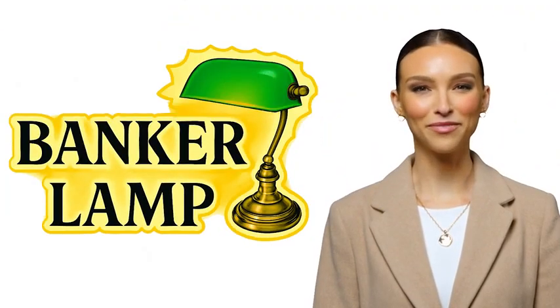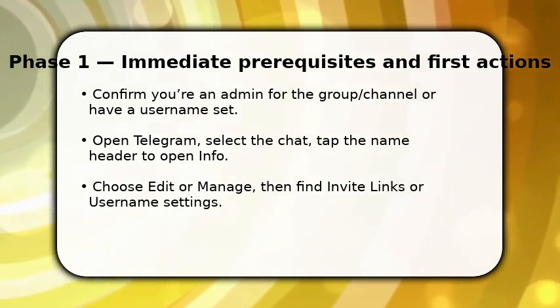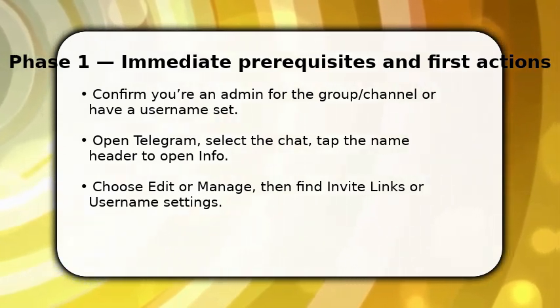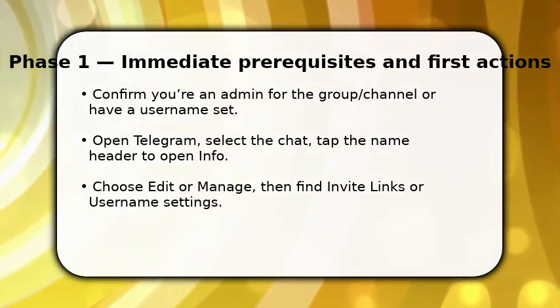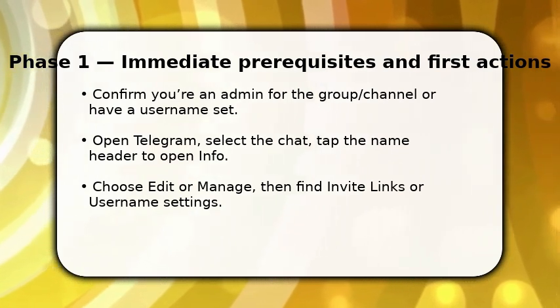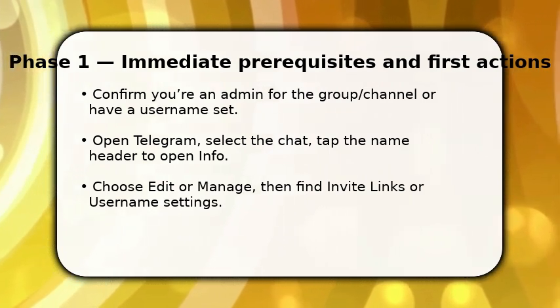Please enjoy the video. You need admin rights or a public username. Once confirmed, open Telegram and navigate straight to the chat header. Tap the name to open info, then choose Edit or Manage. This gets you to invite links or username settings. Do this now, because hands-on steps require those controls.